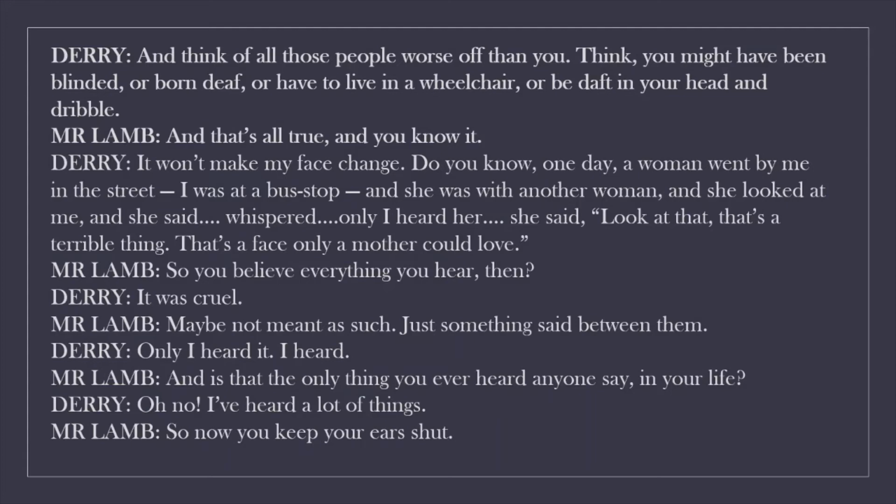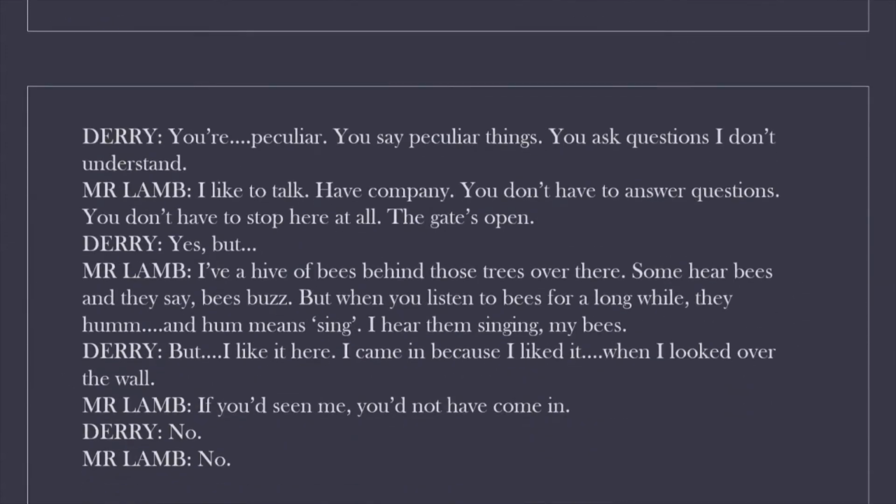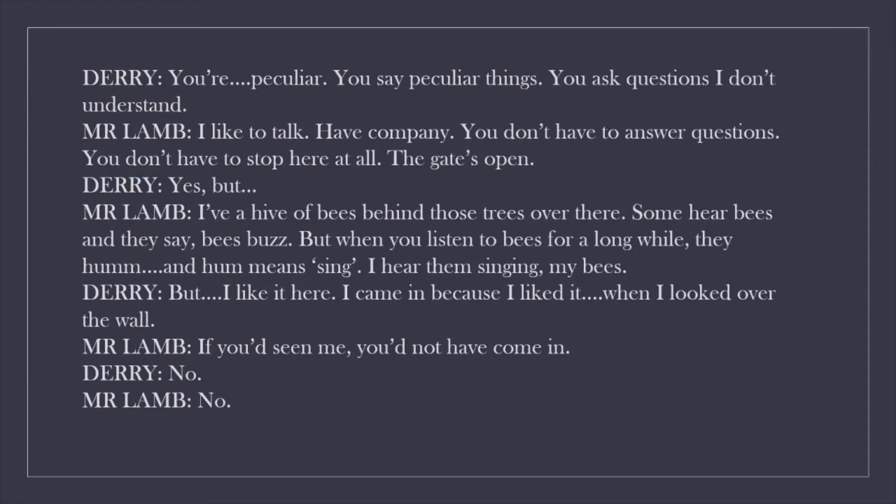Mr. Lamb asked him whether he believed what he heard, or what people say. Derry stressed that he heard it. Mr. Lamb asked if that was the only thing he had heard from someone. Derry said that no, he had heard so many things too. Lamb suggested that he shut his ears and not listen to the things people say. He should ignore all this. Then Derry found Lamb's words strange and added that he couldn't understand his questions.